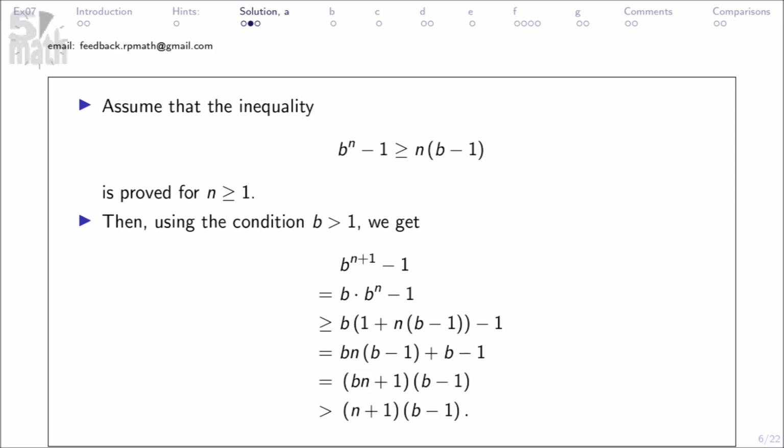Assume that the inequality b to the n minus 1 greater than or equal to n times b minus 1 is proved for n greater than or equal to 1. Then, using the condition b greater than 1, we get b to the n plus 1 minus 1 equals b times b to the n minus 1 greater than or equal to b times 1 plus n times b minus 1 equals bn times b minus 1 plus b minus 1 equals bn plus 1 times b minus 1 greater than n plus 1 times b minus 1.